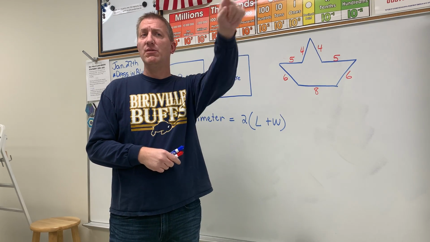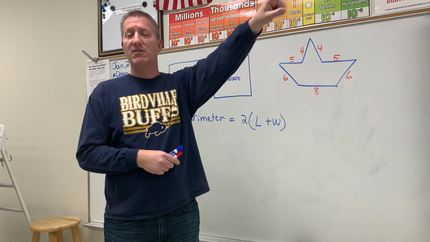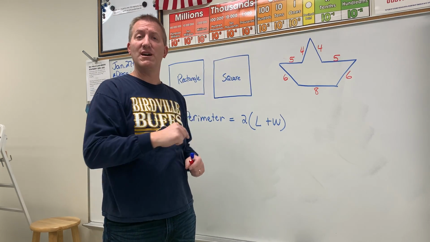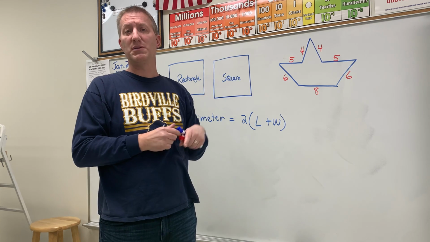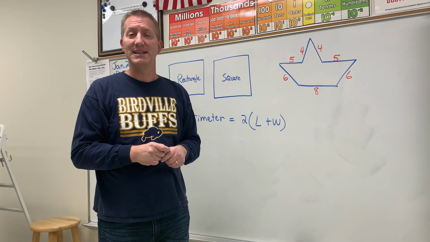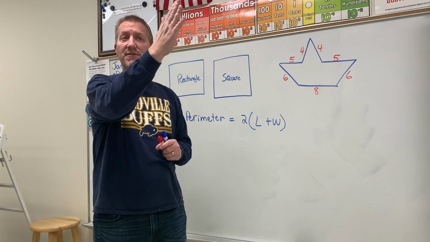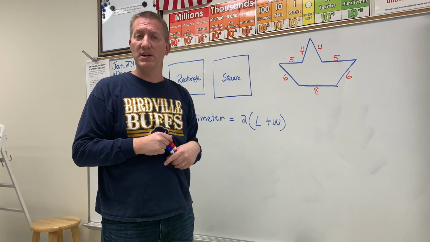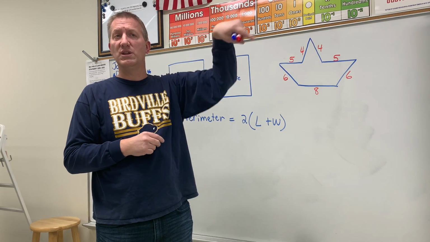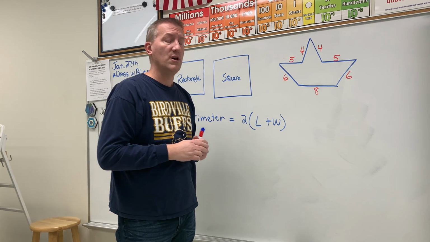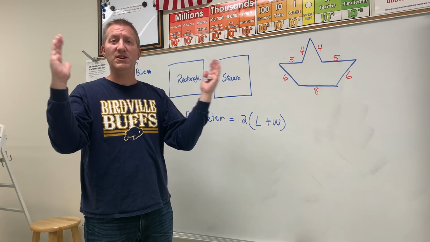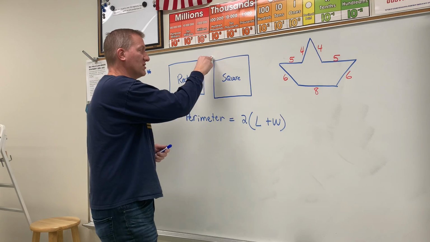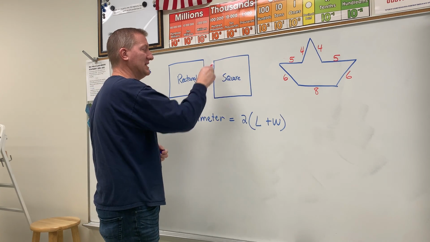For example, out in our playground, there's a fence around the outer edge of the playground. That is the perimeter. So if we went and measured that fence, we would find the perimeter of the whole schoolyard. Just remember, the perimeter is the distance around something. So we're looking for this outside edge.